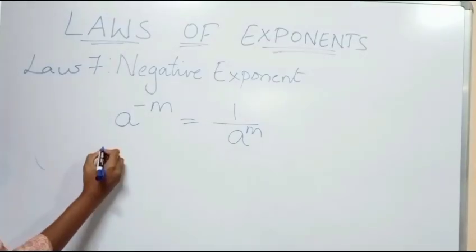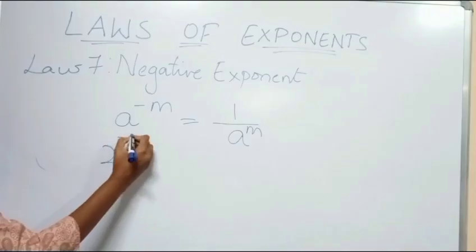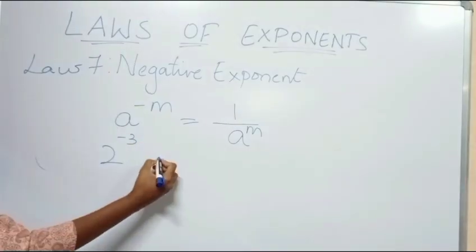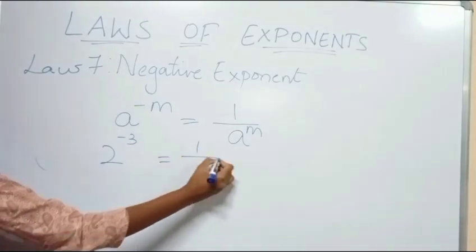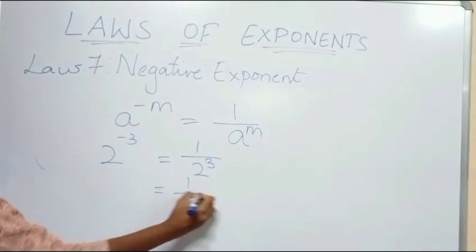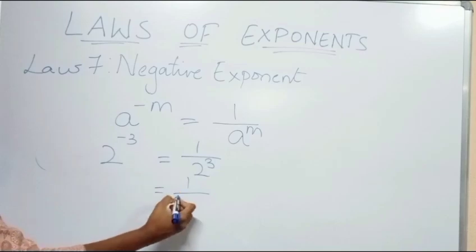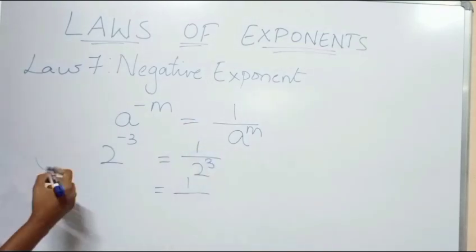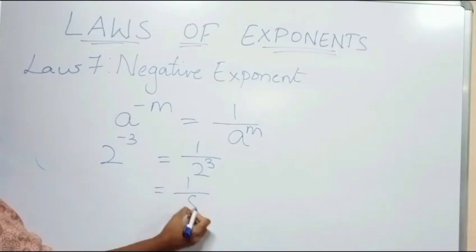So example, 2 raised to the power of minus 3. So it will be written as 1 divided by 2 to the power of 3. So it is 1 divided by 2 into 2 into 2. So 2 2s are 4, 4 2s are 8.